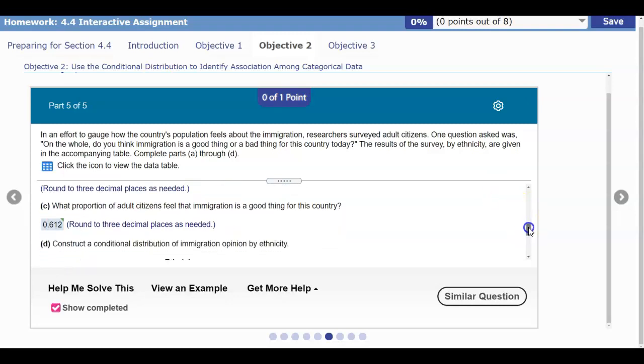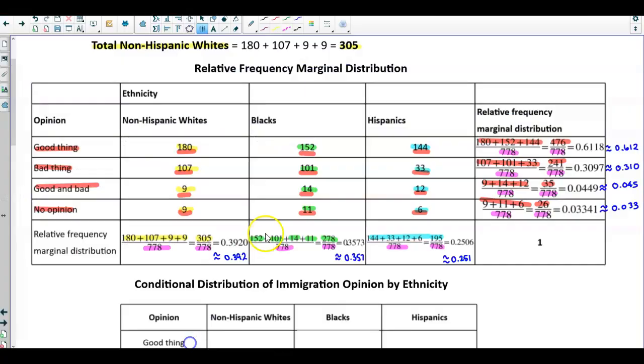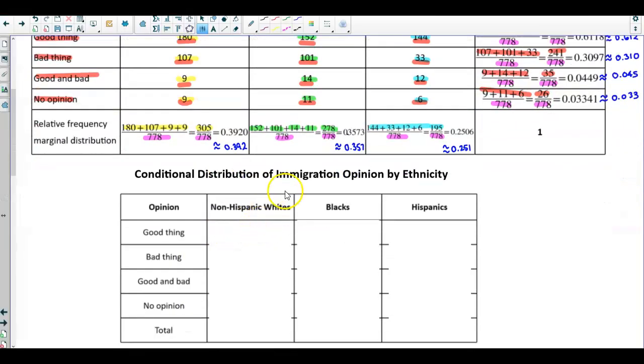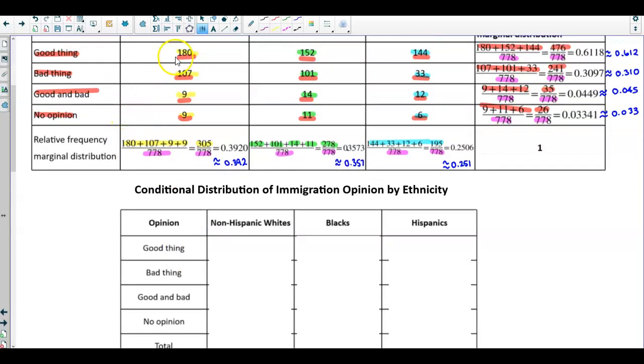Okay, next question says to construct a conditional distribution of immigration opinion by ethnicity. So now we're going to create a conditional distribution of immigration opinion by ethnicity. So we're going to look at the totals of each of the columns. So for the non-Hispanic whites, we found a total of 305. So that means that the number that we found in a good thing is 180, and we're going to divide it by the total of 305.